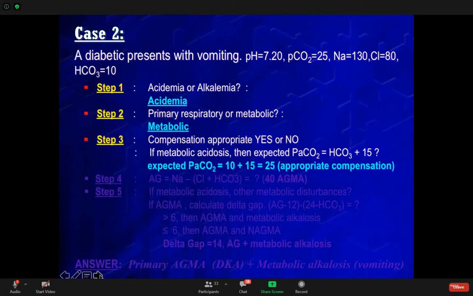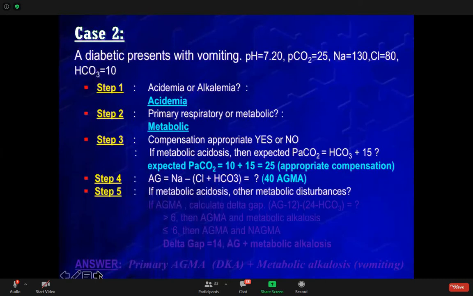وش step number 4؟ احسب الأونيون جاب. حلو. كم بيطلع هنا؟ الصوديوم 130 ناقص كم؟ 80 زائدا 10. اوكي، تطلع عندي 40. بالضبط. طبعا الى هنا I'm happy with this. بعدين في step number 5.